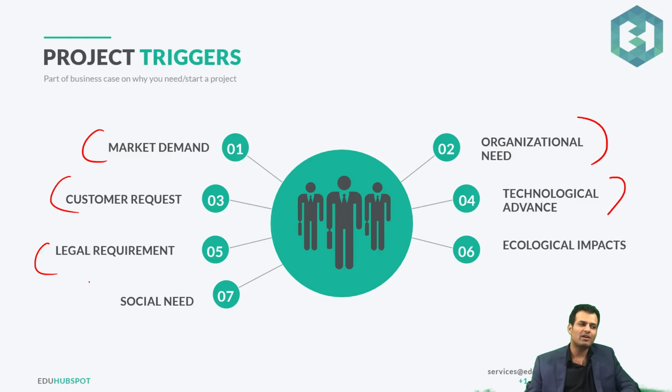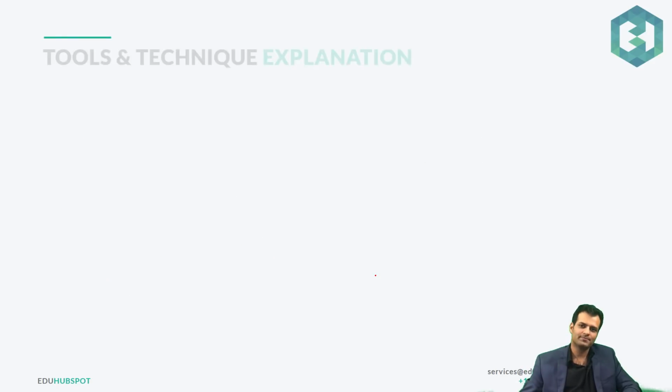Sometimes it's a legal requirement. Yes, there was a legal requirement. Those folks who were bidding for the government contract, it was a legal requirement that they can only work on this project if they are PMP certified. Sometimes there are ecological impacts. That has nothing to do with PMP, but sometimes there are ecological impacts. Sometimes there is a social need for doing this. So all of these are project triggers on why you need a particular project.